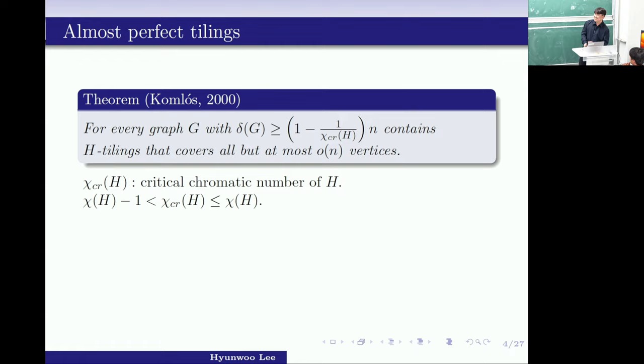I mean, we have enough time, so you can go slowly. Yeah.